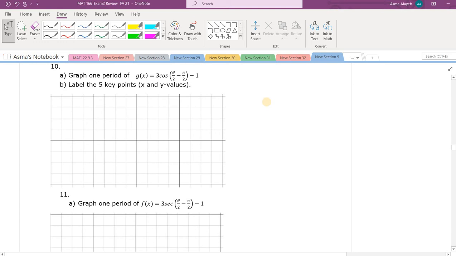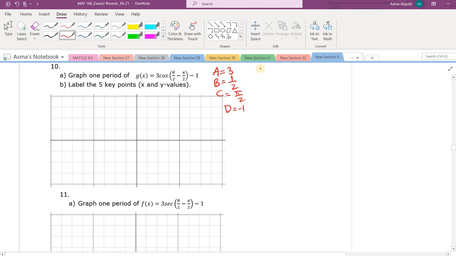The graph of one period of g(x) = 3 cos(θ/2 − π/2) − 1. Here I have to determine A, B, C, and D. I see A is equal to 3. B is equal to 1/2, since this is θ divided by 2, or 1/2 times θ. C is equal to π/2, and D is equal to -1.